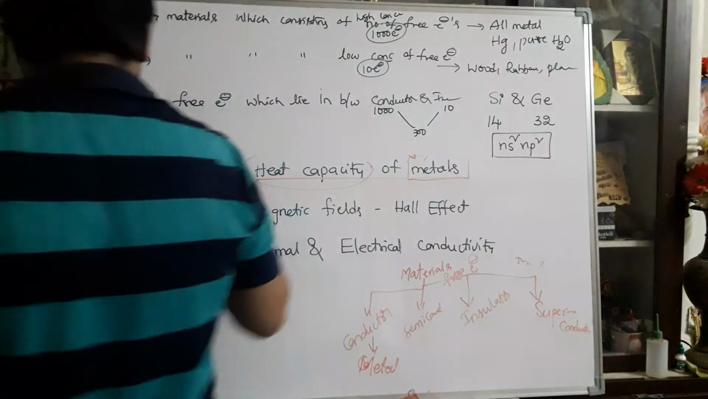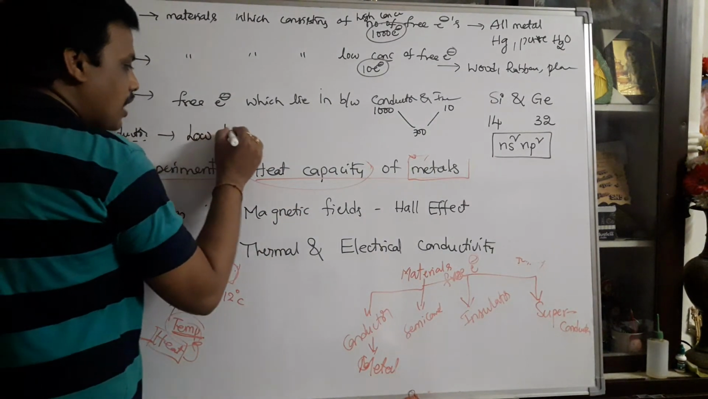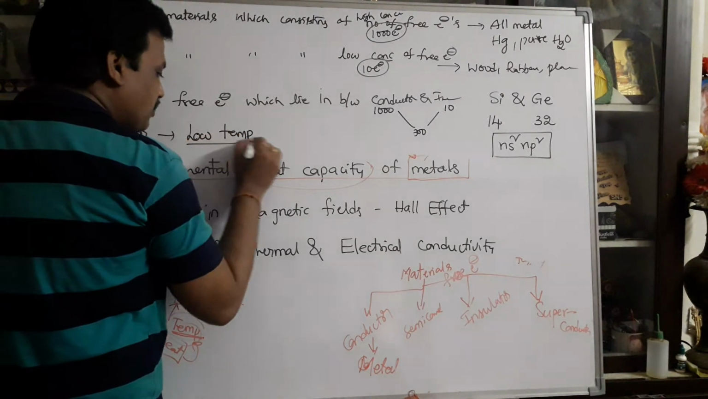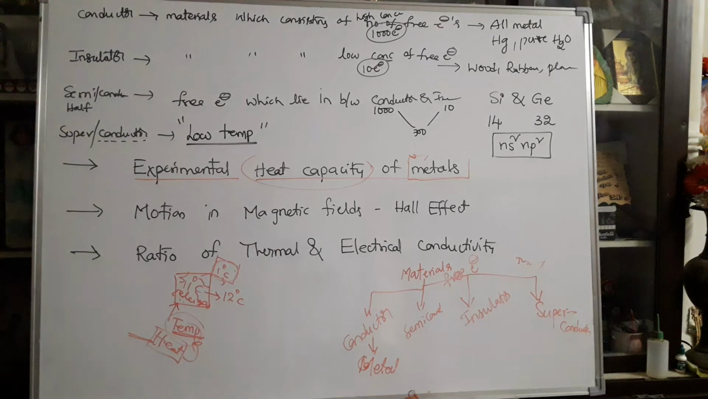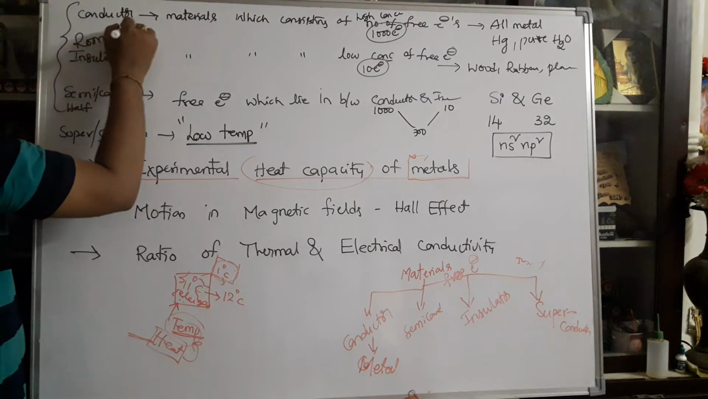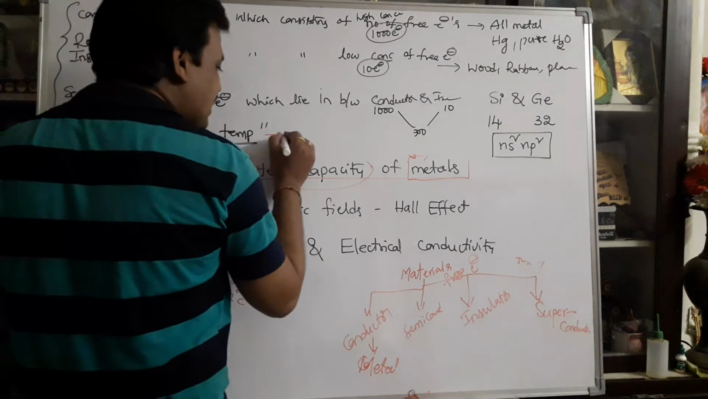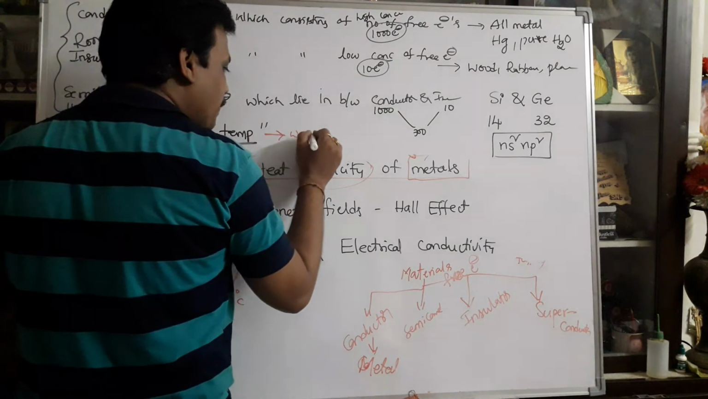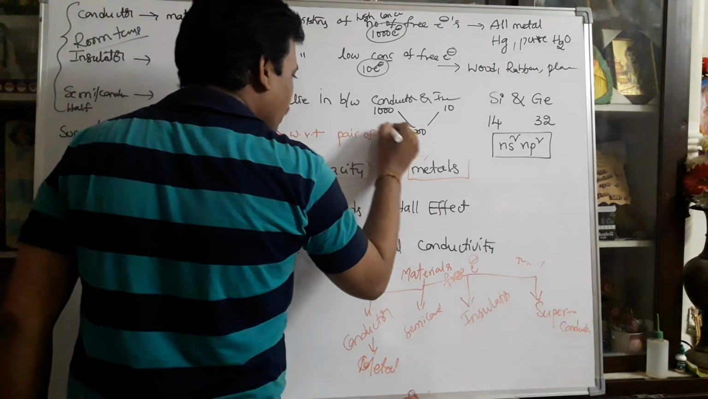This superconductor can be explained particularly at low temperatures, which is very important. Superconductors are mainly explained at low temperature. The remaining three materials can be explained at room temperature. So superconductors are explained at low temperature. At low temperature, the conduction happens with respect to pairs of electrons.